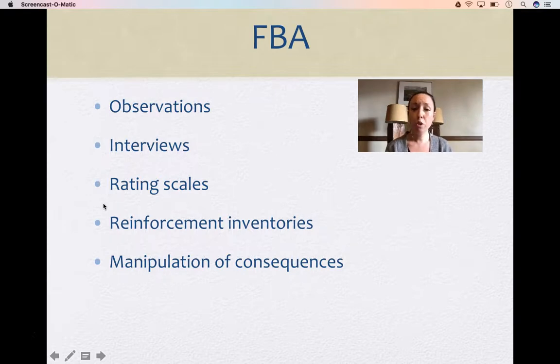So if you do a reinforcement inventory with the person, you're more likely to be able to match reinforcers, whether they're tangible, edible, or more social in nature, to them so they're willing to work for it. And then additionally, you start to manipulate consequences. And this is really experimental.